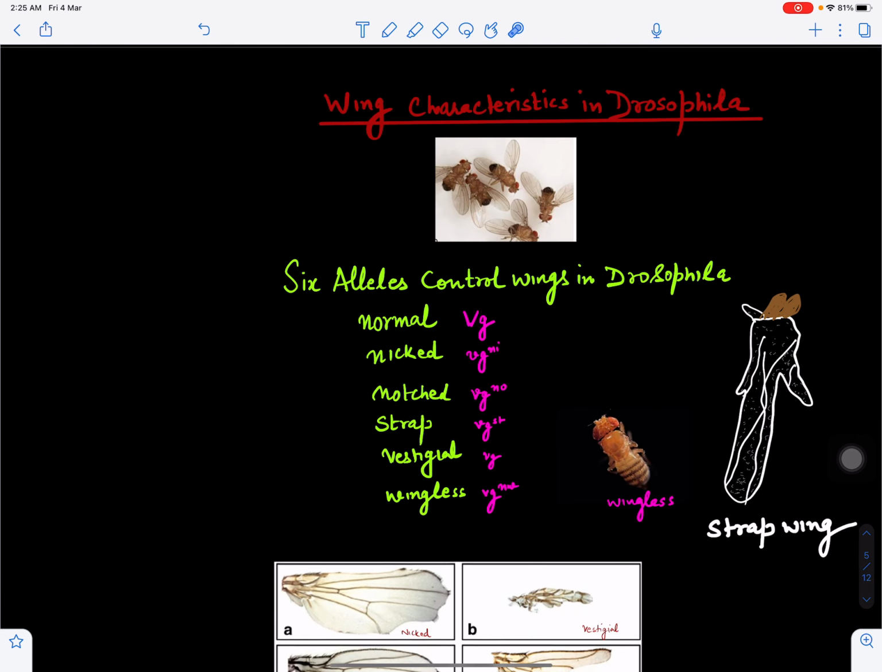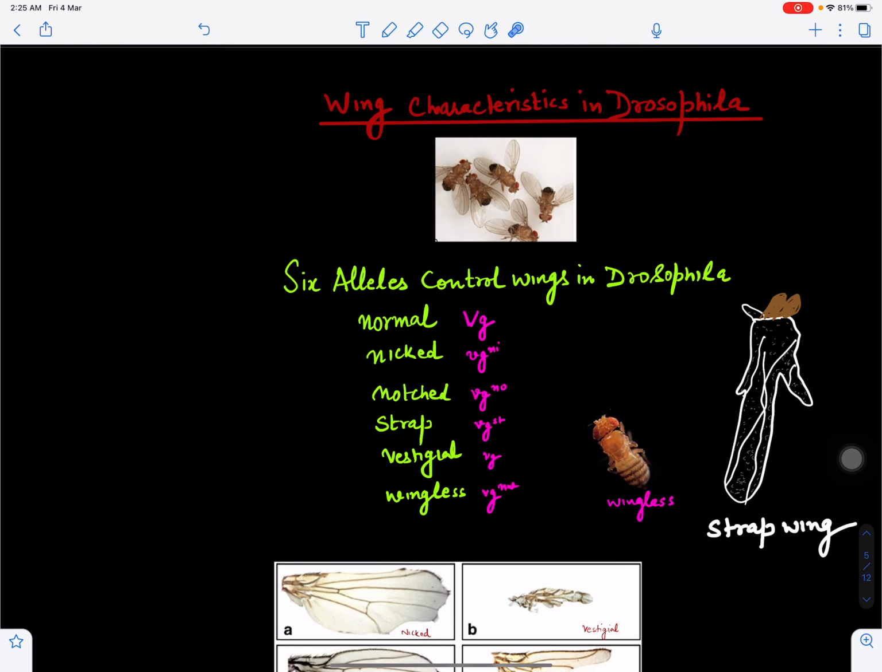So this is called vestigial, and when this is showing certain notches like this, this is a notched one, and this is a normal wing. So we can see here, if I move it upstairs like this, normal wing, so this is normal wing. This is showing nicks, so this is nick, VG, NI. Then when it is showing notches, this is NO. And when this is showing strap shape, this is VGST. When it is in a reduced form, this is small vg. And when this is wingless, this is vg and w.